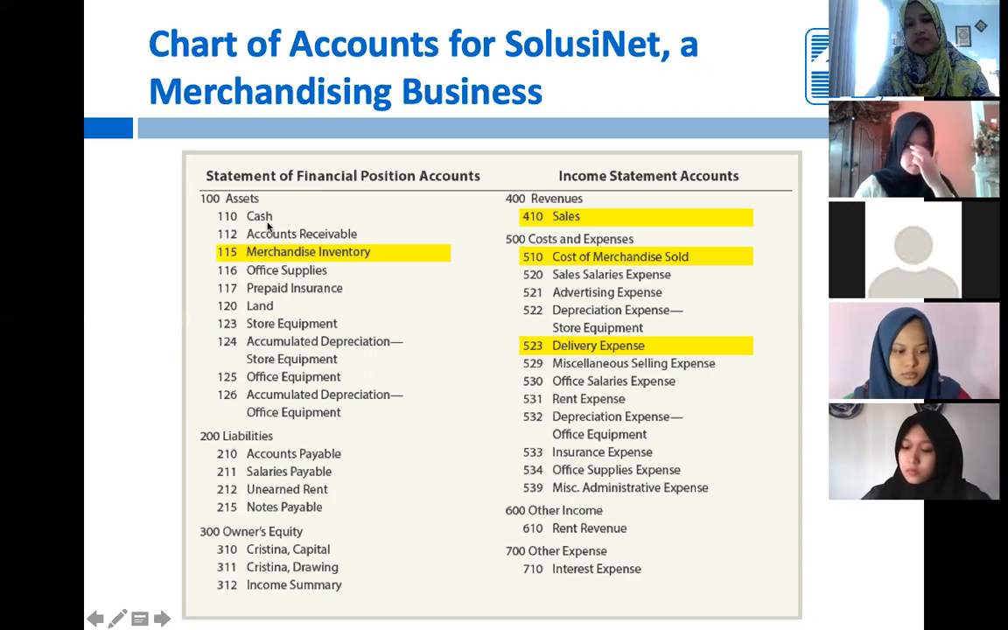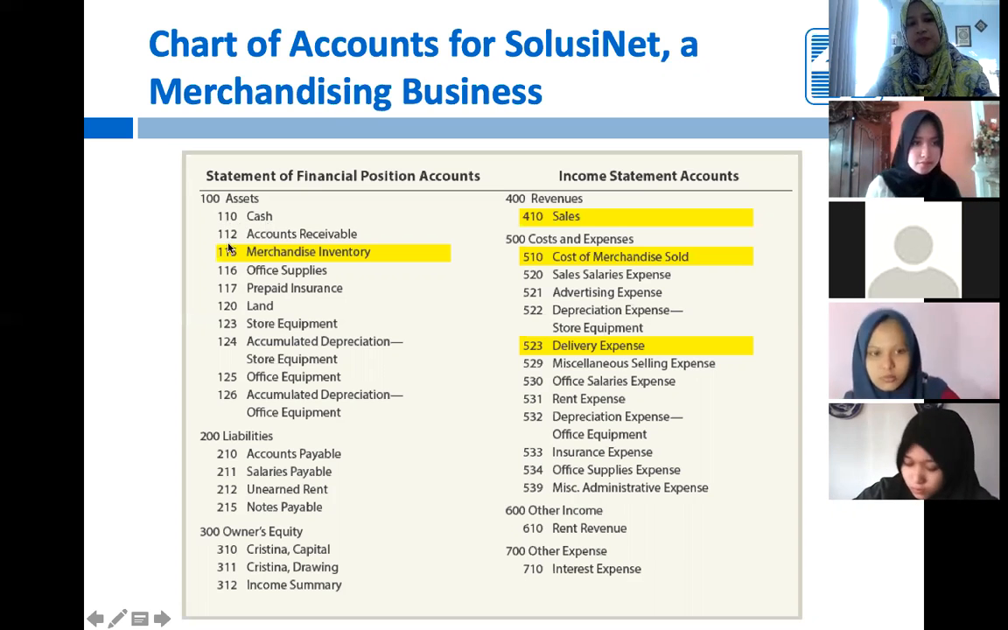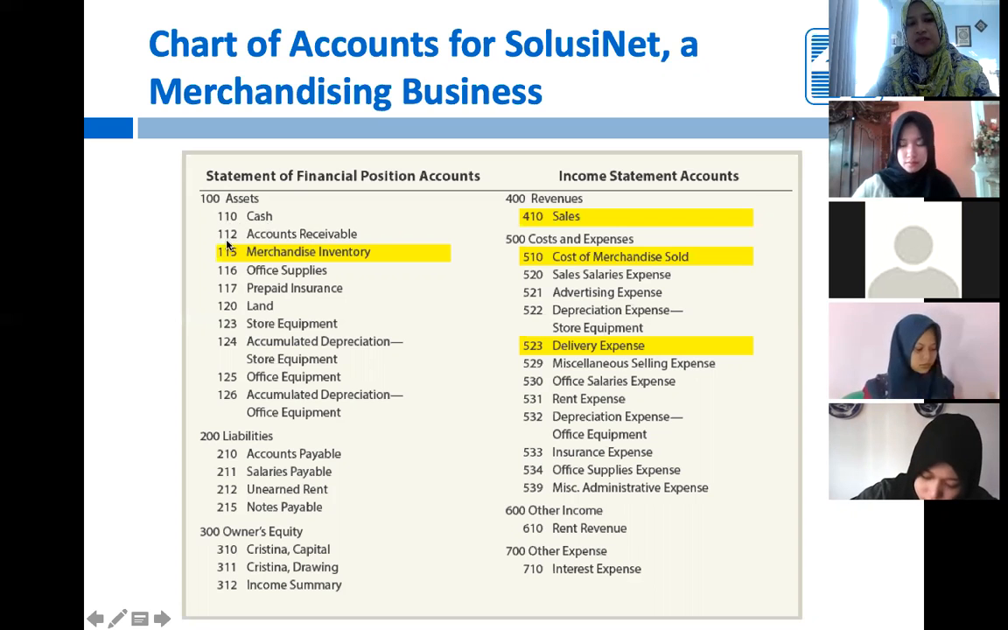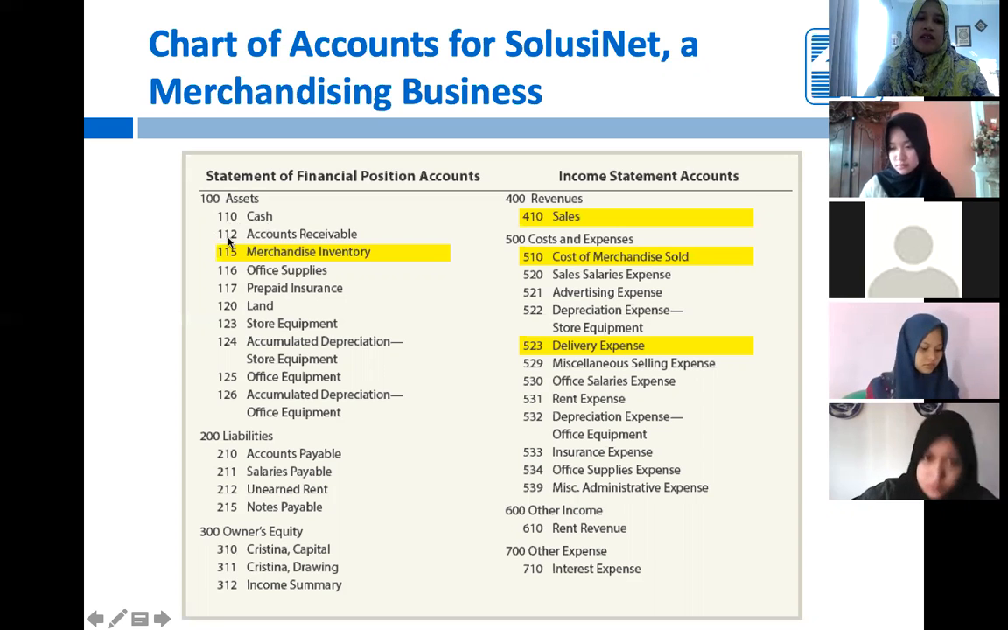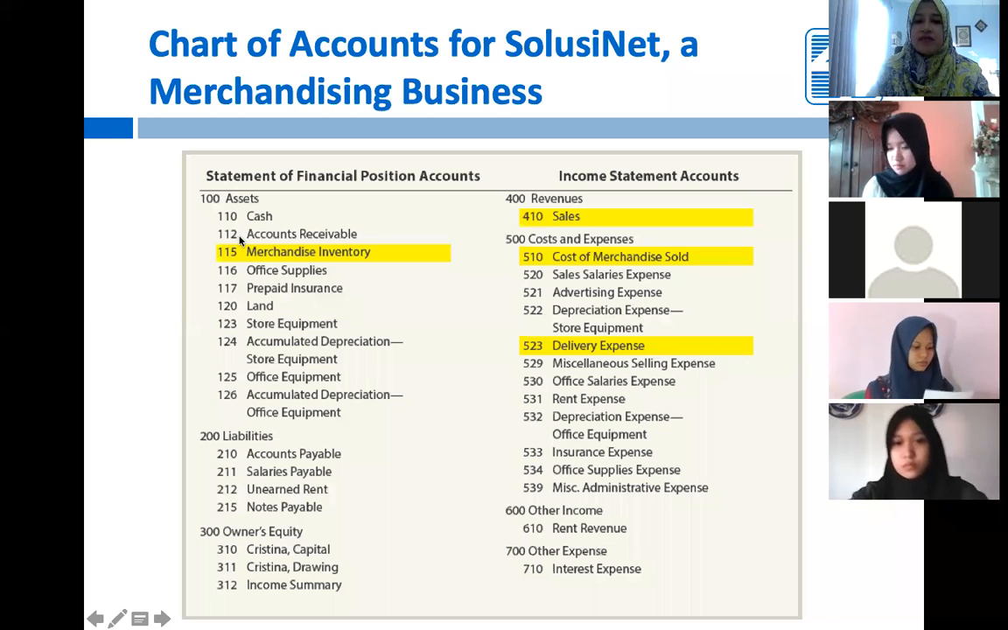110 refers to cash. So you see account receivable is 112. So 1 refers to the main classification of asset. The next digit 1 further classifies it as current assets. And the 2 is the specific account number identification for each account.